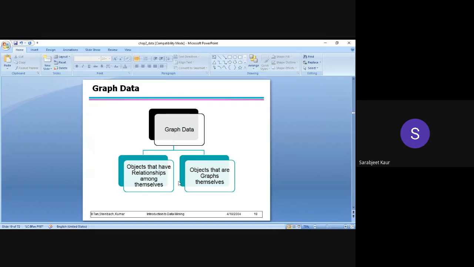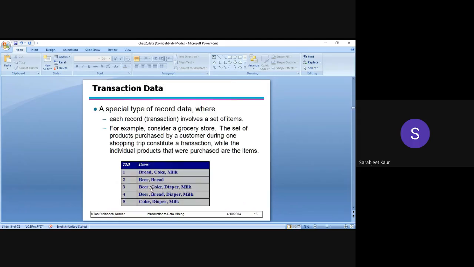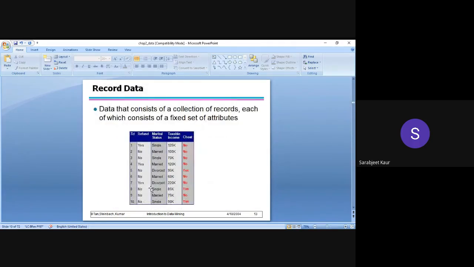Now, the next kind of data that we are going to discuss is the graph data. Okay. Now, what is graph data? Why is it important? Graph data is very important in certain kind of scenarios. For example, when the objects have relationships among themselves. If you remember, at the starting of today's class, I told you that when we talk about the record data, we explicitly assume that each of these objects, they are independent of each other, right?